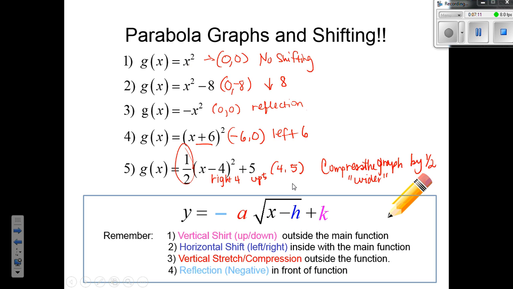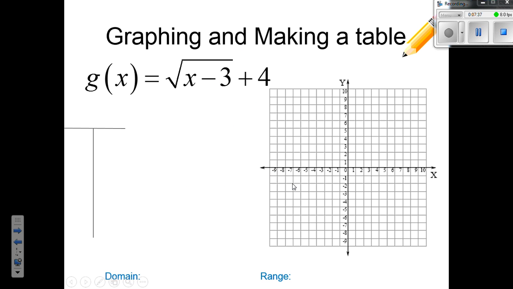And finally, the negative out in front will cause the graph to have a reflection. Okay, so these ideas do not change even though I'm now talking about a totally different graph. All right, so let's do a couple of graphing and see how the shifting and everything comes together.